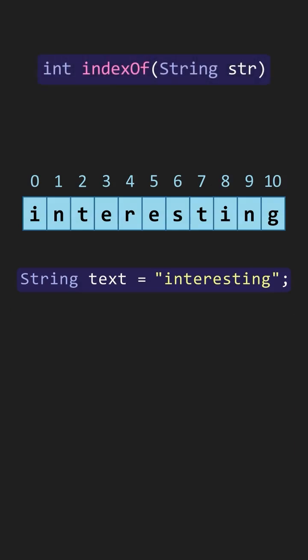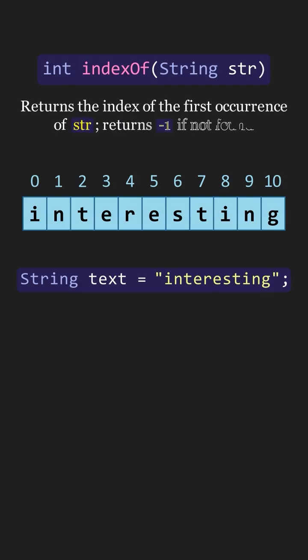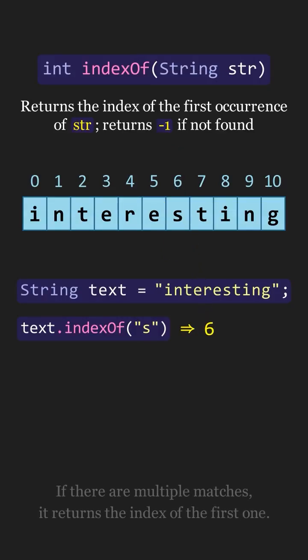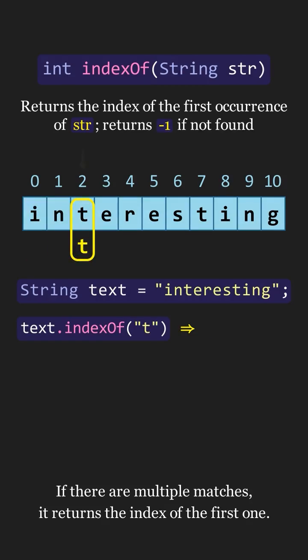The last one here is the indexOf method. It takes a string str, returns the index of the first occurrence of str, and returns -1 if not found. The int at the beginning means the method returns an integer. For example, indexOf string r returns 4. If str is s, it returns 6. If there are multiple matches, it returns the index of the first one. IndexOf t, you get 2.